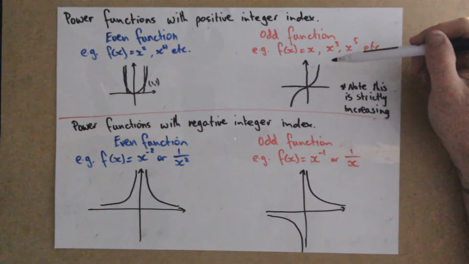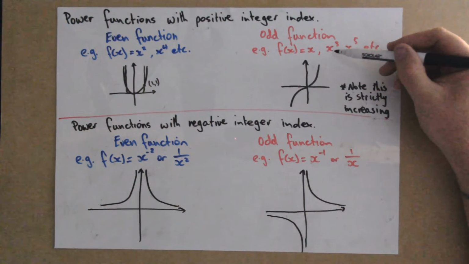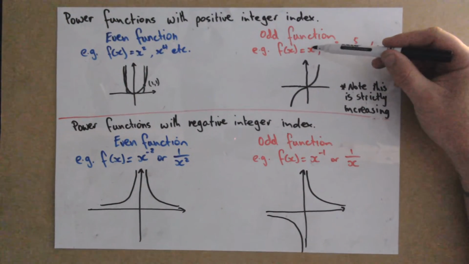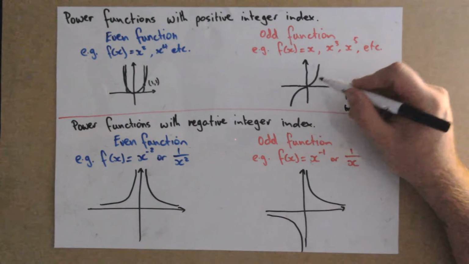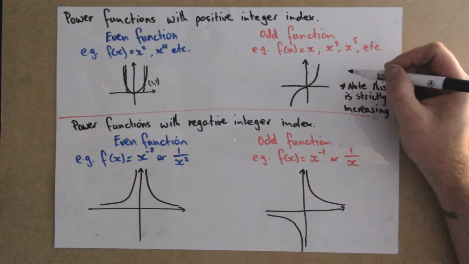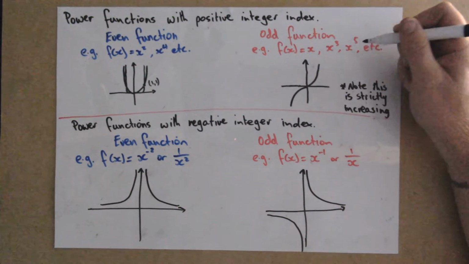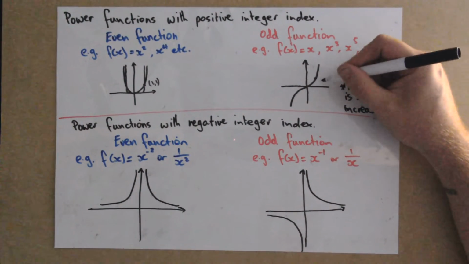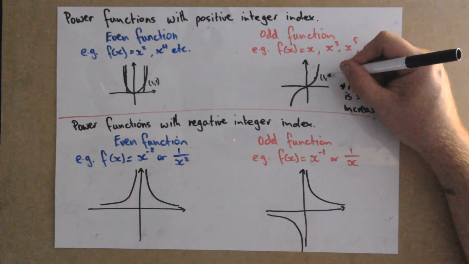When we've got an odd function, so that means our power is now an odd number, it's going to look something like this. This is our typical cubic sort of looking function. You don't tend to think of x as being a power function because it's just a straight line, but it actually is. Again, when we go up to higher powers, we're going to go through the point (1, 1) again here.